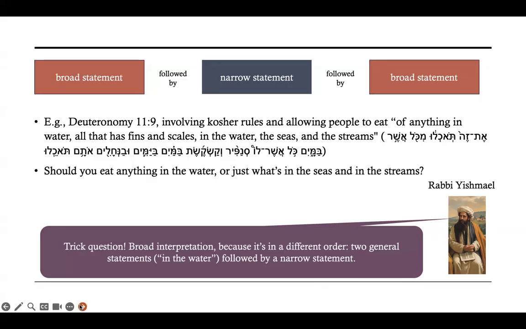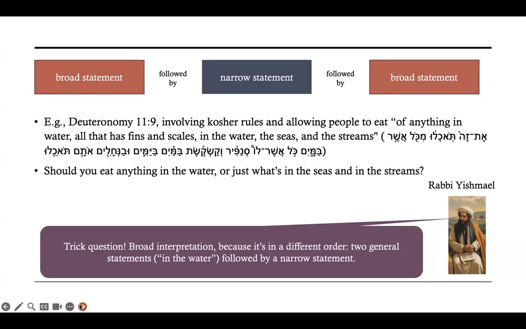So you'll notice that there's actually a few pieces to this rule, right? It says in water, asher b'mayim, that has fins and scales, kol asher lo snapir v'kaskesset, b'mayim, in the water, bayamim u'vanechalim. So we all agree that because snapir and kaskesset are what is limited here, that's what we're supposed to eat. Rabbi Ishmael and Rabbi Akiva are going to agree on that. And this, my friends, is the reason why in places that keep kosher, you will find all kinds of weird kosher shrimp dishes, because people can't actually eat animals that are not finned and scaled if they follow kosher rules.